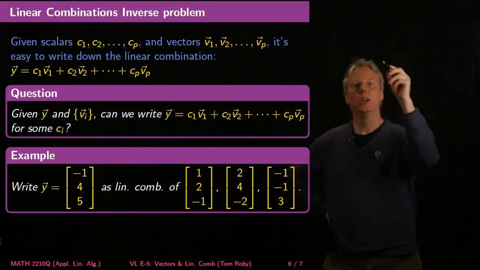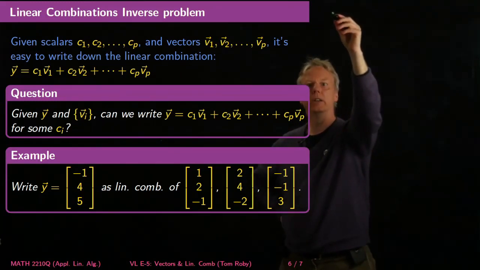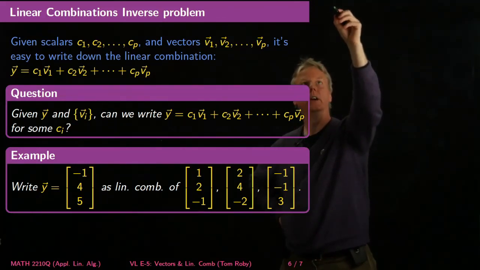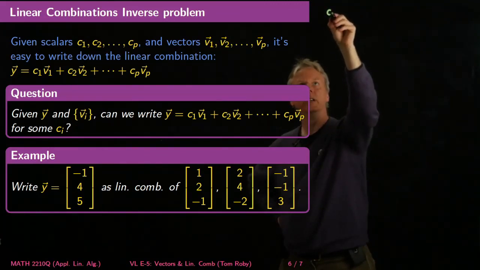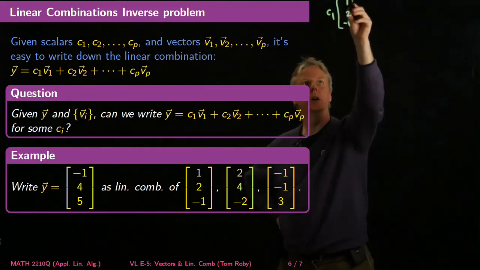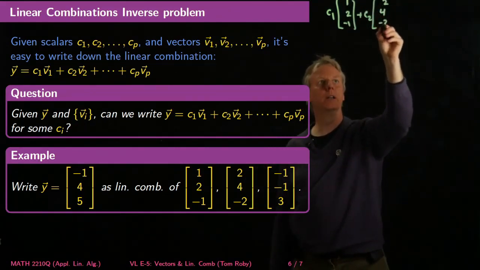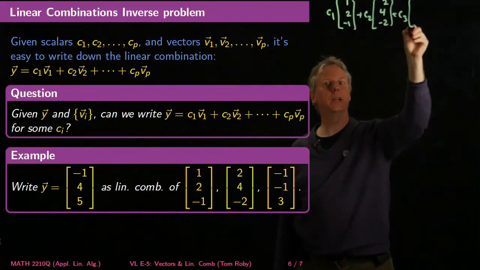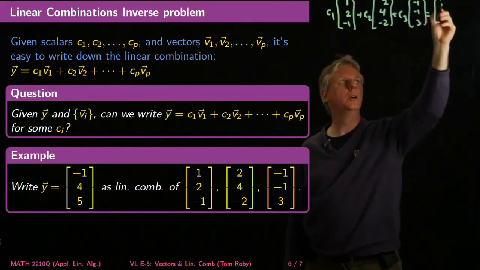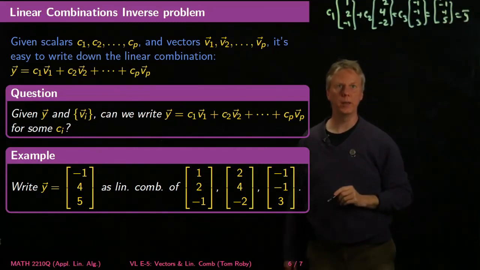The first thing to note is, what does it mean to write it as a linear combination? If I'm writing something as a linear combination, then really what I'm doing is saying that I want to find values C1 times (1, 2, -1), plus C2 times (2, 4, -2), plus C3 times (-1, -1, 3), and that should be equal to my y, (-1, 4, 5), which is equal to y.